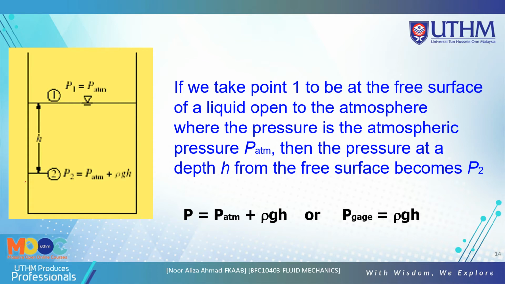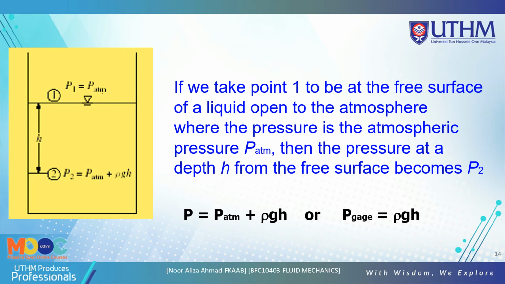Based on this, this is the surface water, and this is the water level. They have point 1 here and point 2 here, with the depth of H. If we take point 1 to be at the free surface of a liquid open to the atmosphere, so that's why the pressure at point 1 is the same as the atmospheric pressure.